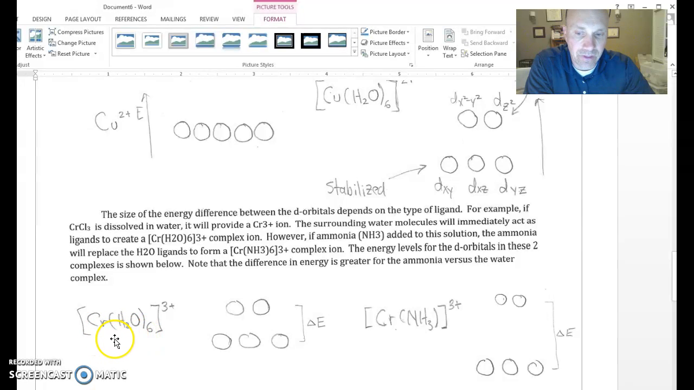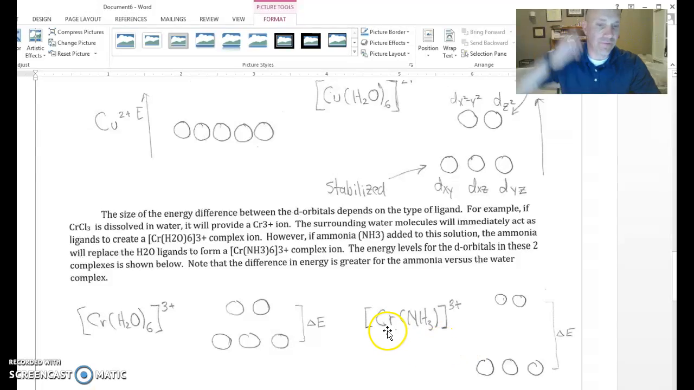So for example, this complex ion versus this complex ion right here. The only difference between these is that in this one, your ligand is 6 water molecules, and over here it would be 6 ammonia molecules. But notice that when that happens, the energy difference here is much smaller than the energy difference that you're going to see for the complex that contains the ammonia.